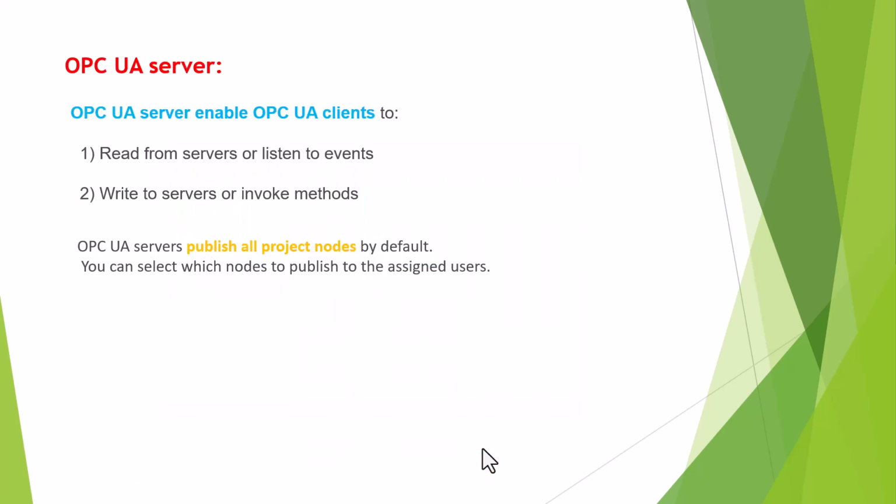OPC UA includes servers and clients. OPC UA servers enable OPC UA clients to read from the server or listen to events. Second one is to write to the server or invoke methods. OPC UA servers publish all the project nodes by default. You can select which nodes to publish to the assigned user. But by default, the OPC UA server publishes all the project nodes.